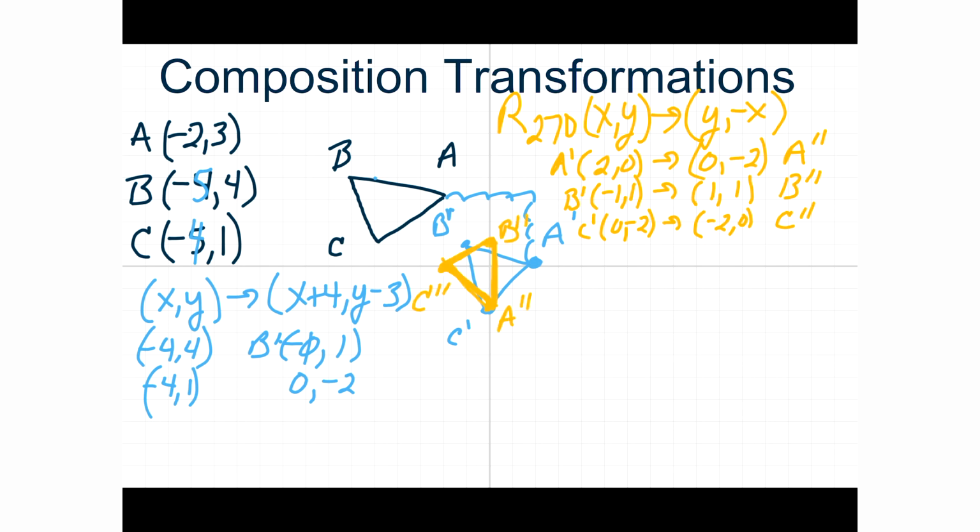So after I plot those points, I find that I have rotated it 270 degrees about the origin, and I end up with the A double prime, B double prime, C double prime triangle rotated about the origin. So hopefully that gives you a rundown on composition of transformations, and will help get you started on the next practice.